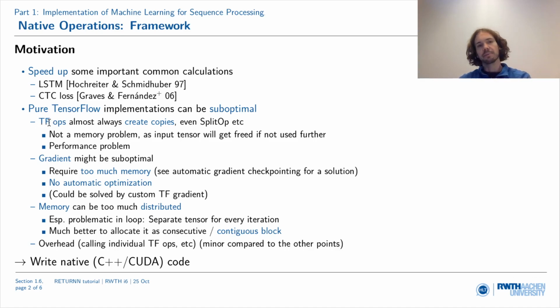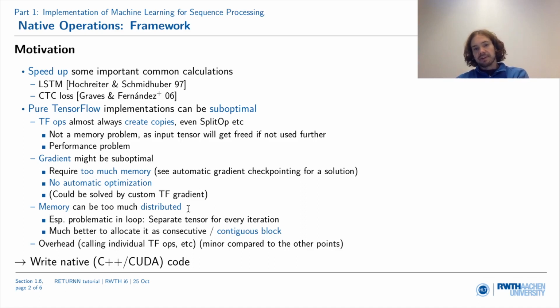First of all, most TensorFlow operations create a copy of the tensor, even simple operations where you would not expect it, like the split operation. To note here, this is not a memory problem because tensors get freed if they are not used further, but this becomes a performance problem because you need to go through the whole tensor each time, for every single op. Then the gradient might be suboptimal. First of all, it might require too much memory because it usually remembers everything from the forward pass, which is neat. There are some solutions to that, like automatic gradient checkpointing, but it is not used by default in TensorFlow. Also, there is no automatic optimization here. This can be solved by defining your own custom gradient, but this would be more effort, of course.